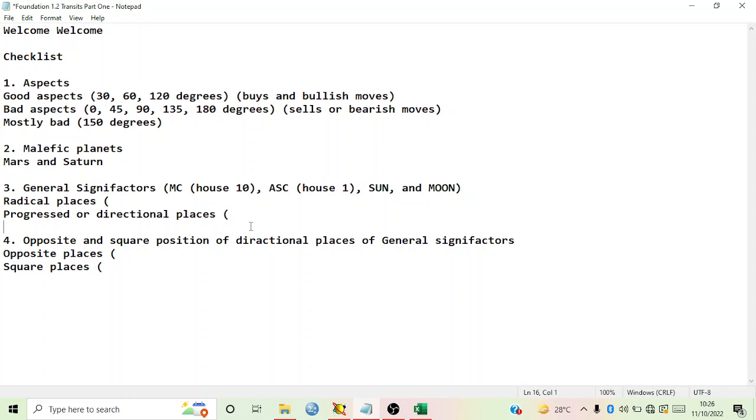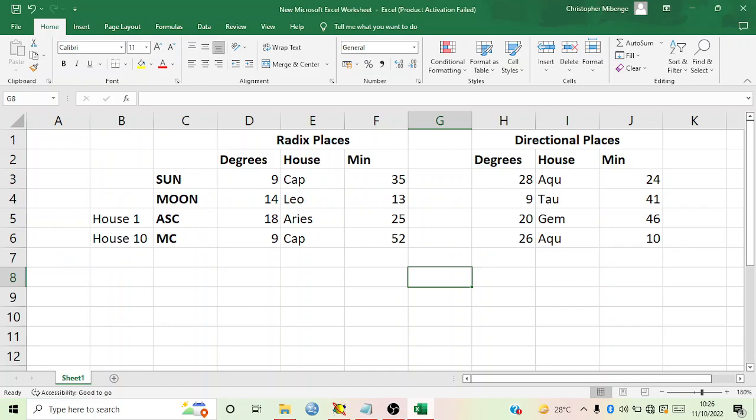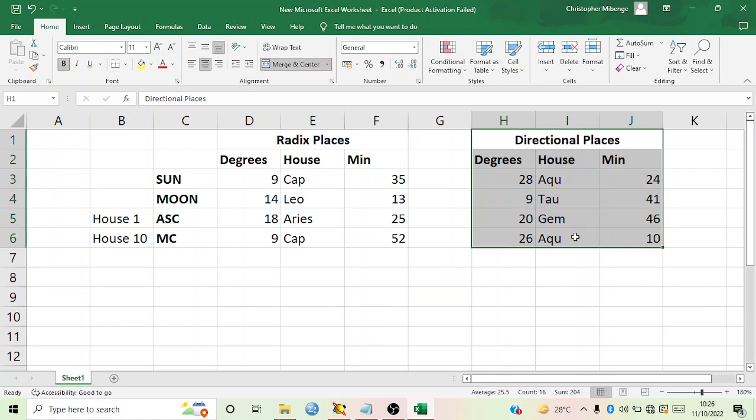So the directional places of these are generally significant factors. They are directional places, these directional places. Let me highlight the directional places. So the opposites and the squares to these four positions, right?